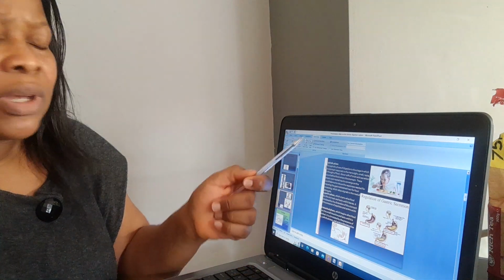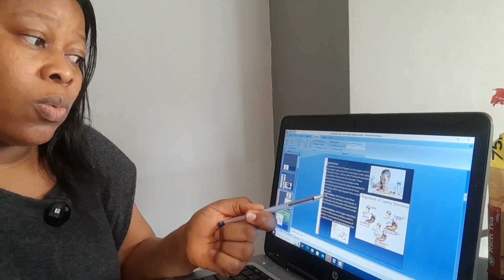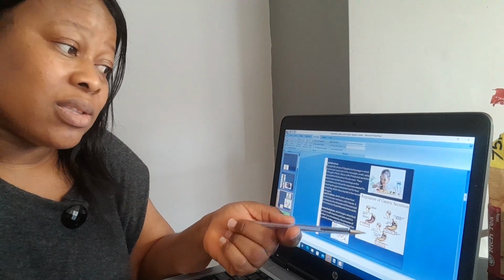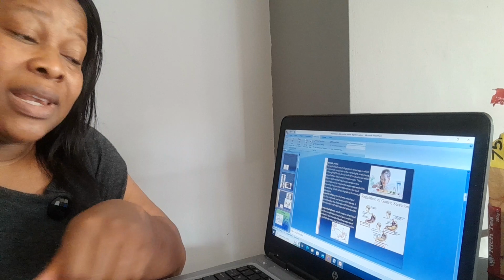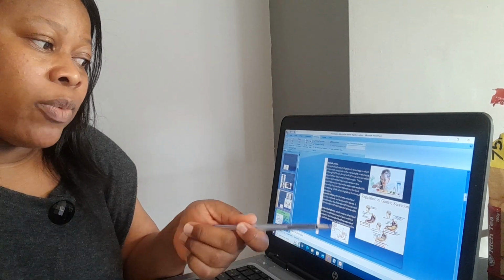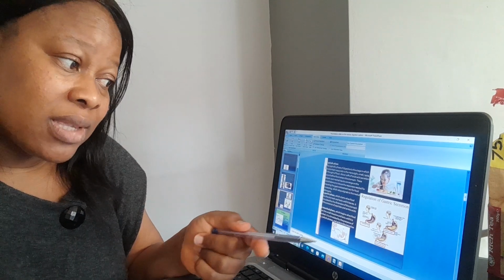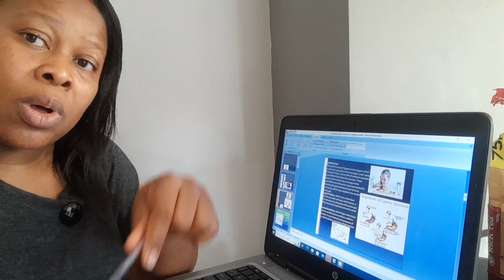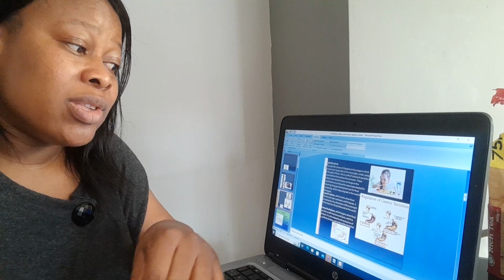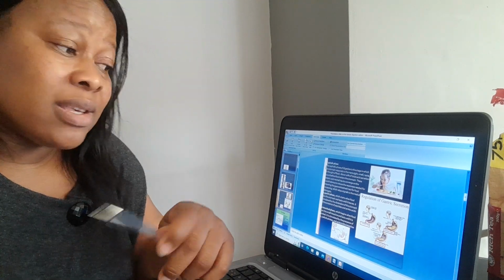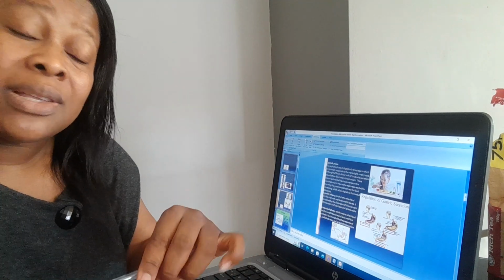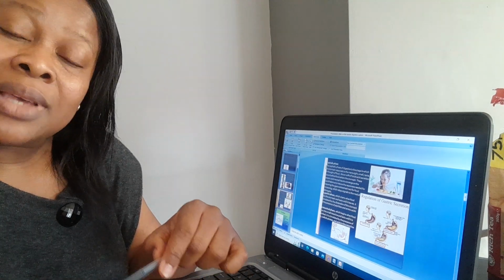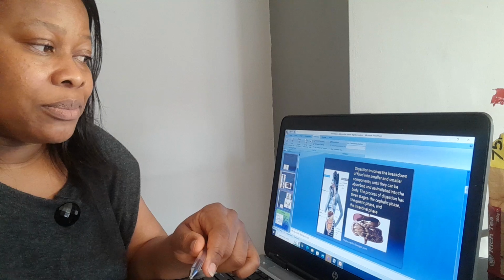From the cephalic phase, we go to the gastric phase, which starts when food enters the stomach and lasts until it leaves the stomach. From there, we get to the intestinal phase, which begins when food enters the small intestine and lasts until it is absorbed. It is stimulated by the presence of carbohydrates and acids in the intestine.